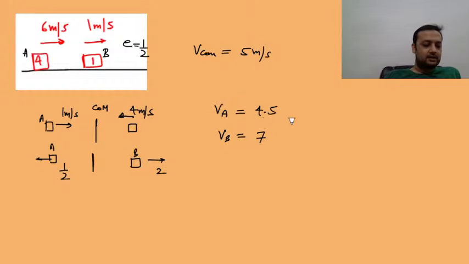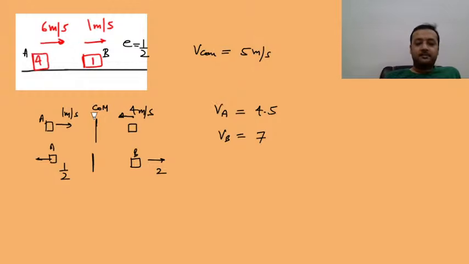Just write a quick yes in the chat if you have understood this. How many of you have understood this? I will give you the explanation of why this is working, but it's a very amazing method. Okay, what have we done? We have found the velocity of COM. We have written the velocity in the COM frame.